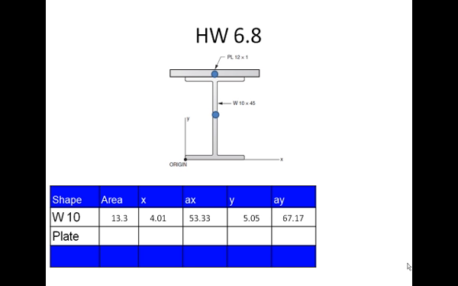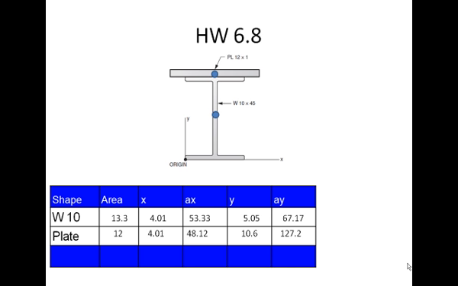The flange width is a total of 8.02 inches, so splitting that in half you get an X distance of 4.01. A times X is as shown. The Y distance comes from using the depth of the W10 by 45 from the steel property tables. The depth of this shape is 10.1 inches. Half of that depth would get us to the centroid of this shape, which would be 5.05 inches. And then A times Y gives you the value as shown.